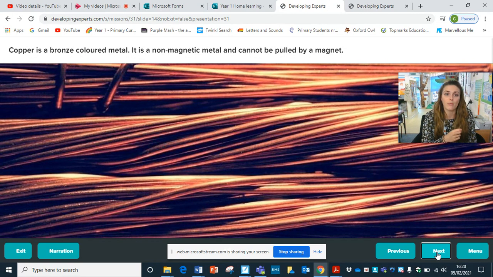Copper is a bronze-coloured metal. You might have seen some copper wire before, or pipes. It is a non-magnetic metal and it cannot be pulled by a magnet. Okay, so even though it is a metal, this metal is not a magnetic metal.